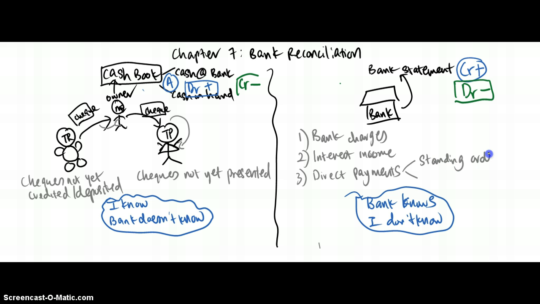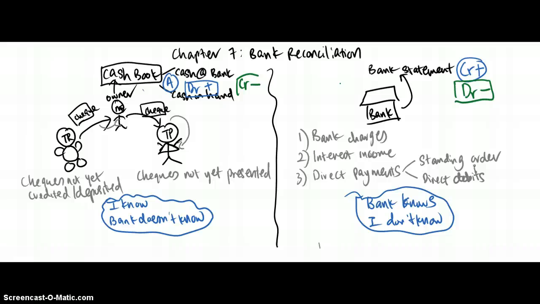Okay, standing order, or sometimes we call them direct debits. So what are direct payments? Basically, if you think direct payments, you can think GIRO. You tell the bank that every month they can credit, or they can debit this amount from your bank account because you have given the authorization to do so.